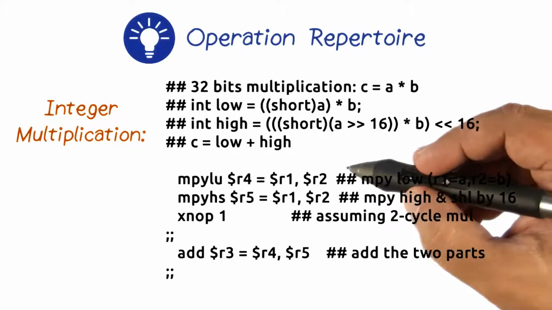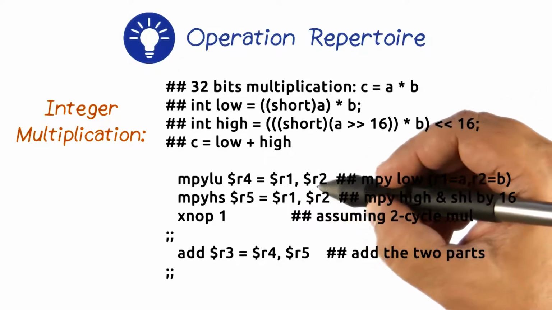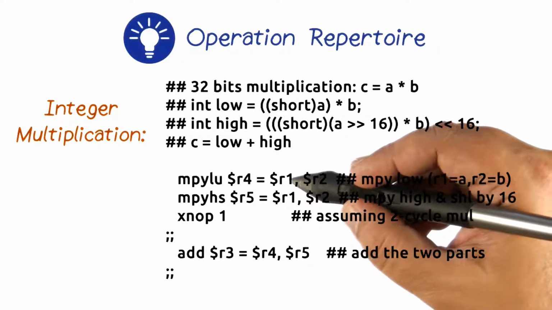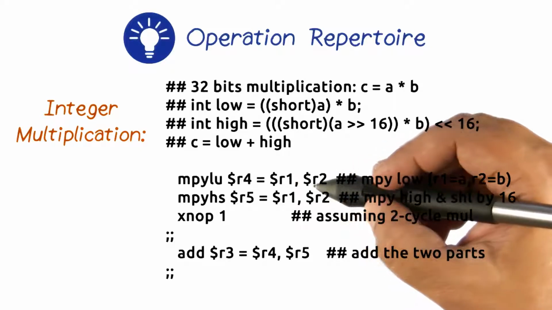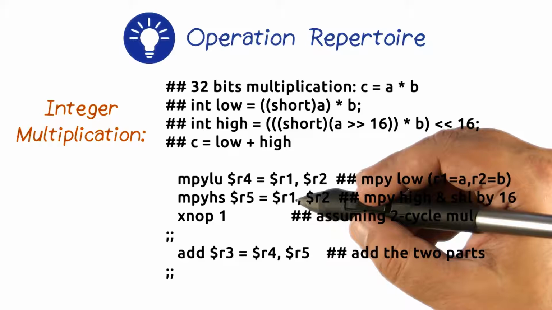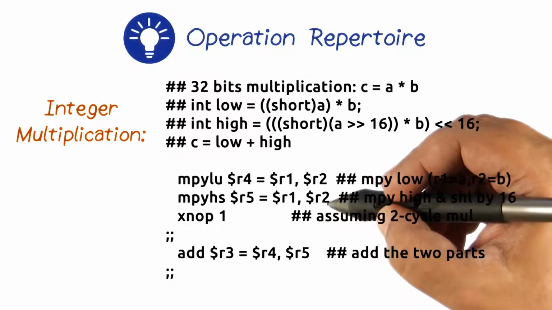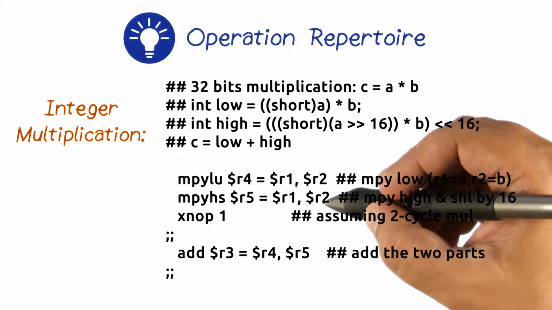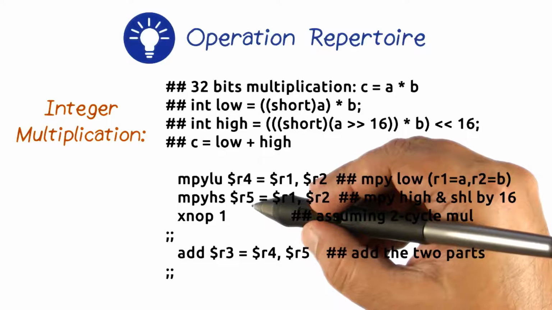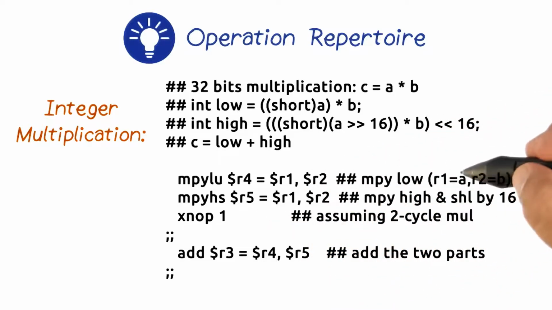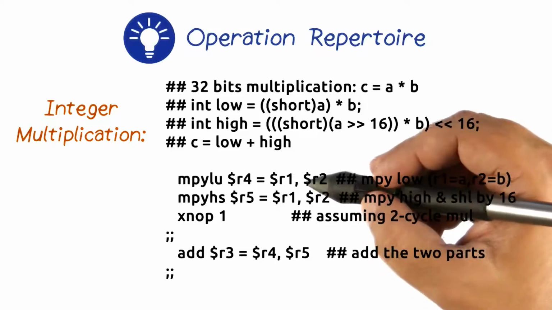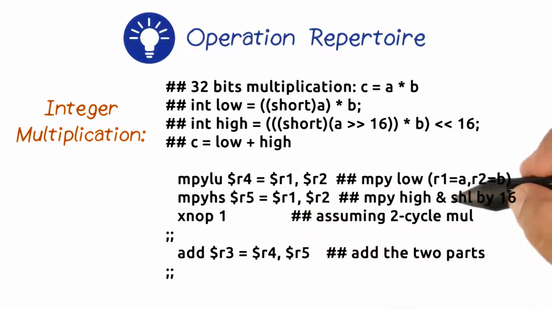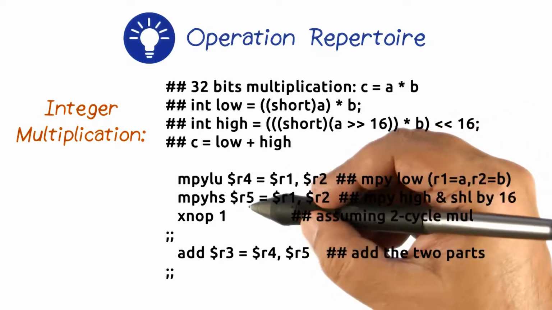So we have the lower parts of A and B in R1 and R2, and we have an instruction MPYLU which will multiply those 16 bits from each of the A's and B's and puts that result in R4. And then again we have other 16 bits taken from those registers R1 and R2, and MPYHS takes the higher order 16 bits from them, multiplies them, and stores the result in R5. You can see that in R1 and R2 we originally have 32-bit values. The lower part of those are separated. The result is calculated in R4. The upper part is separated, and the result is calculated in R5.